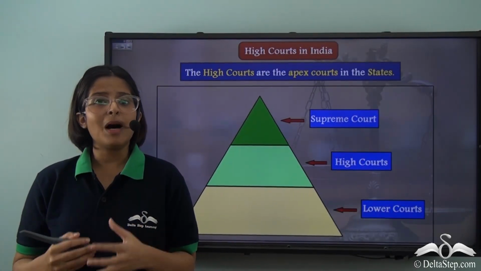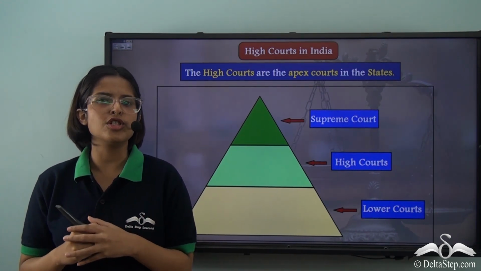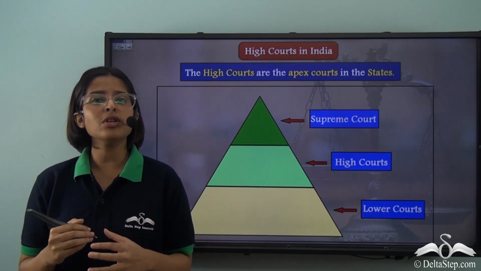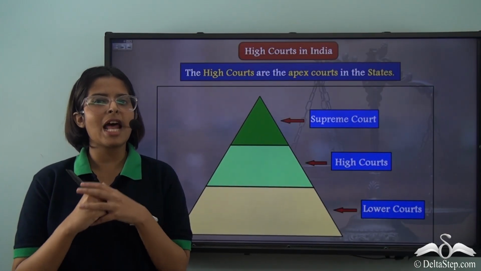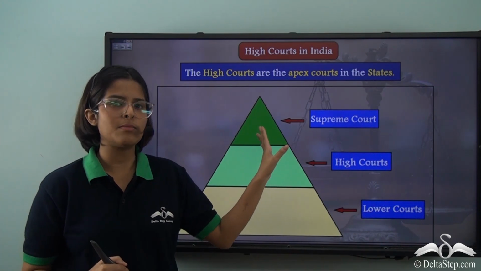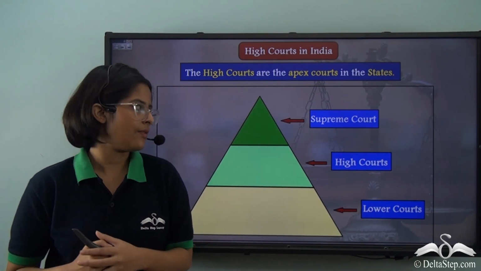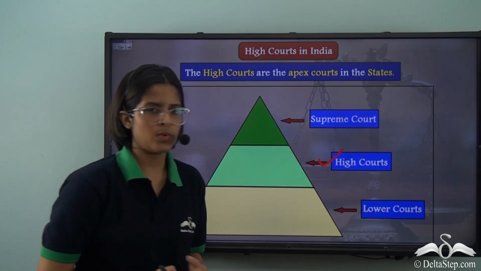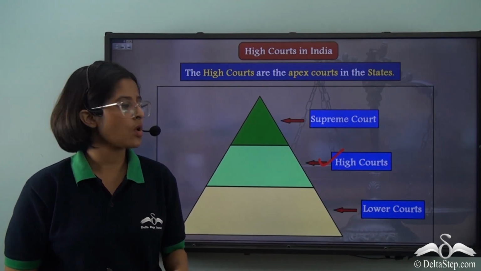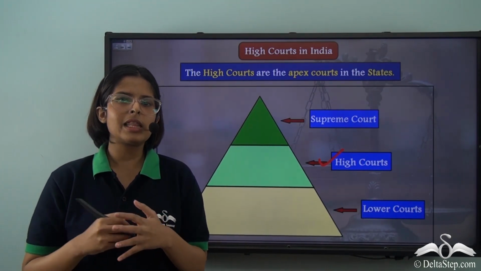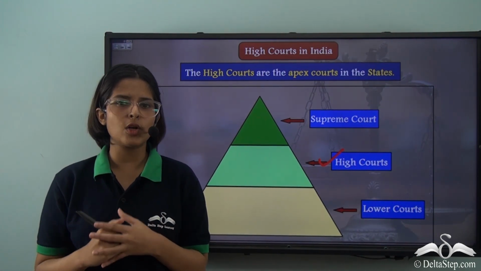We've studied how in India we have a single integrated judicial system. So we have a three-tier judicial system. In this three-tier judicial system, at the national level, we have the Supreme Court. Below that, in every state, at the state level, we have the High Courts. And below that, we have the subordinate courts or the lower courts. In this video, we'll be talking about the second tier, that is the High Courts of India.